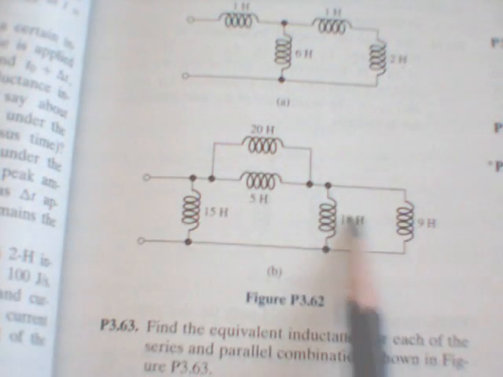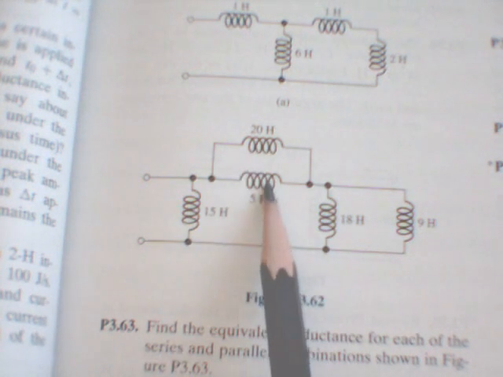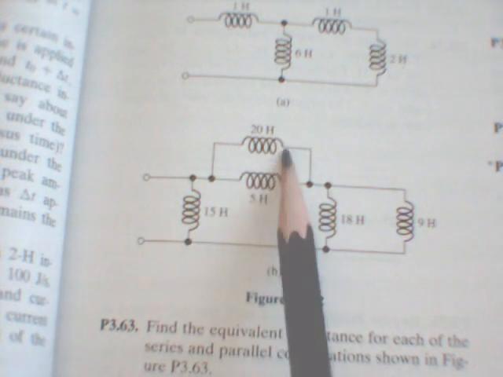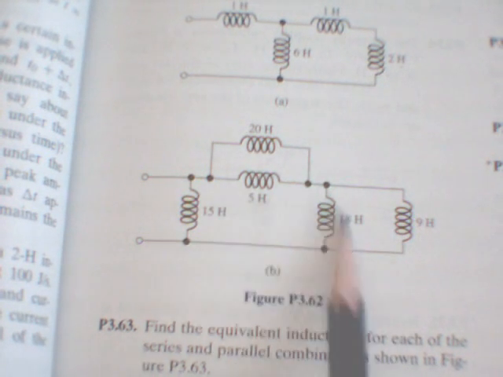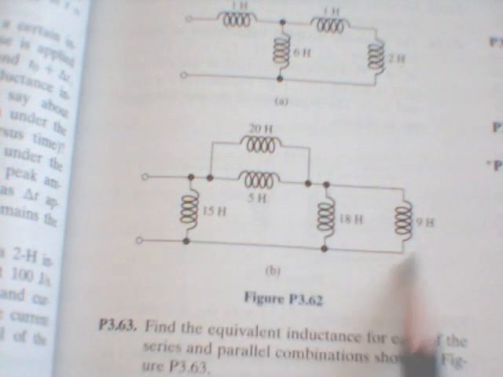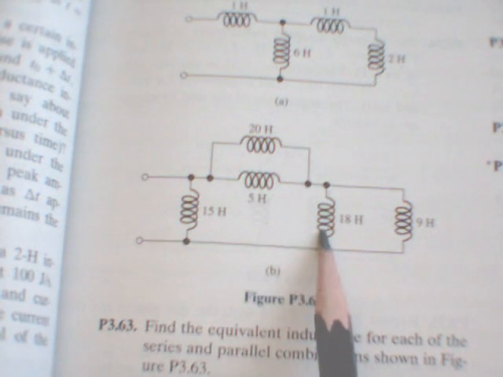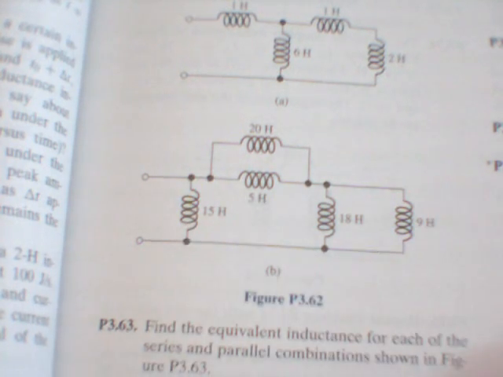A little more complicated: first combine those in parallel, those in parallel, and then you'll have an equivalent inductor there. They would be in series. Combine those two, and then all four of these would make one inductor, which would be in parallel with this one, working your way from the outside in.